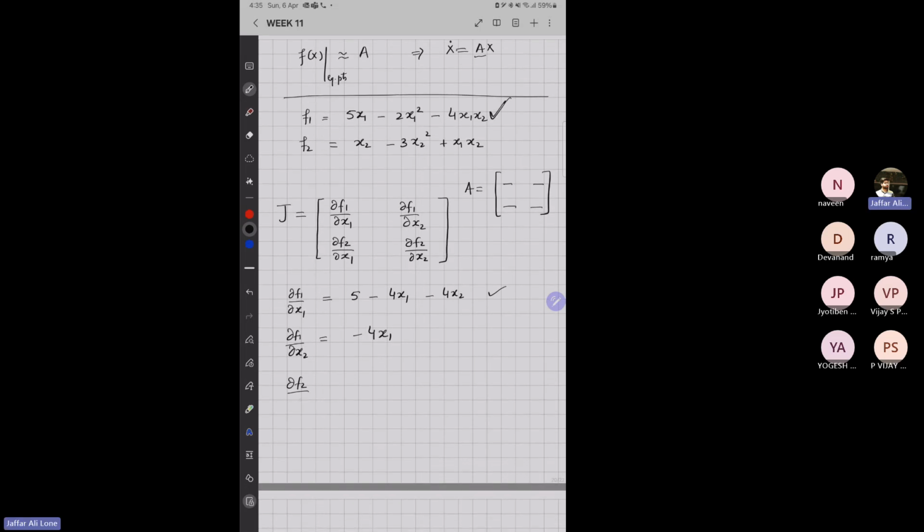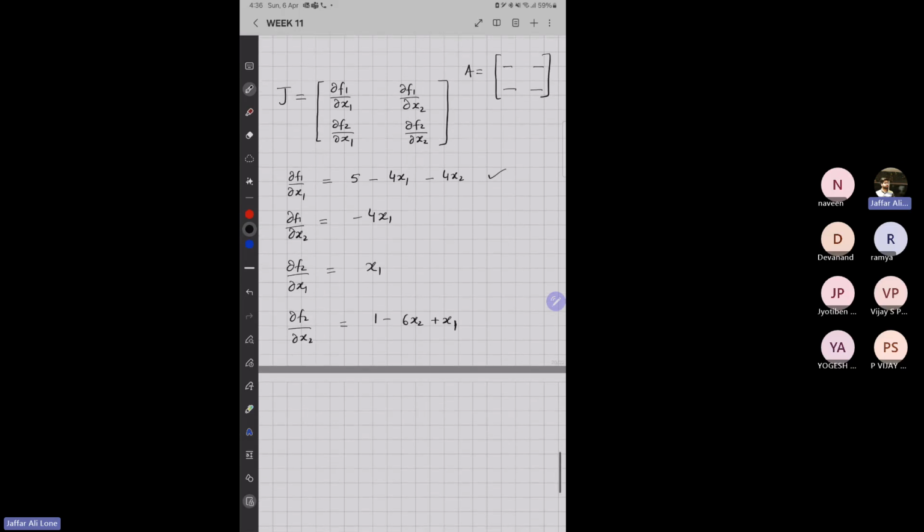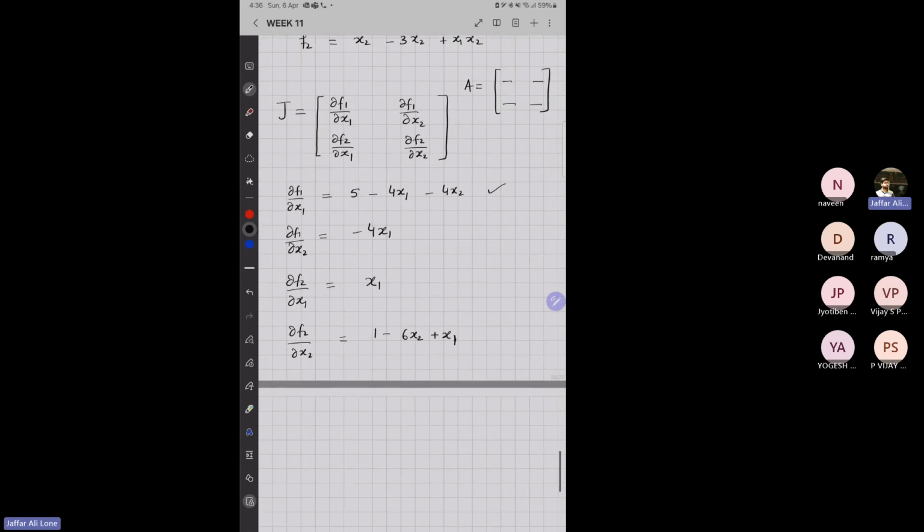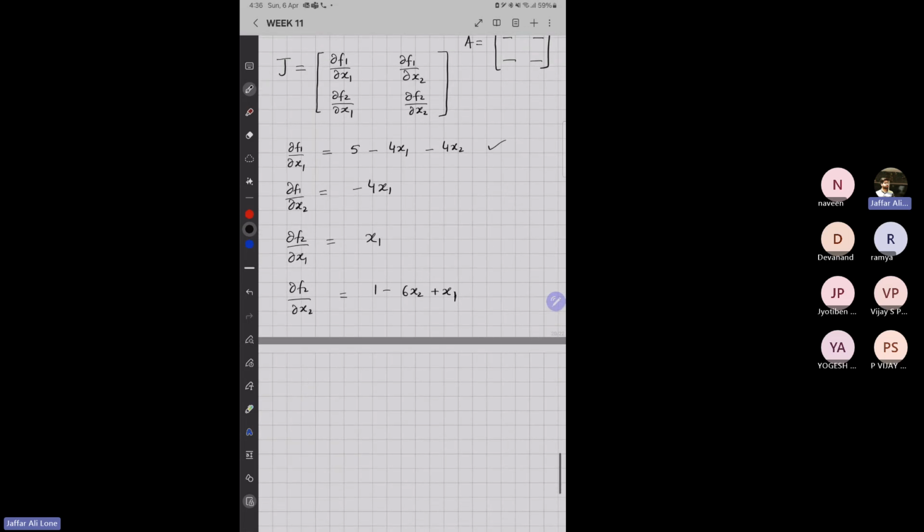Similarly, let's find del f2 over del x1. It will be 0, 0, and this will be x2. I hope you know how to differentiate this. Del f2 over del x2 will be 1 minus 6x2 plus x1. If anybody has any doubt, please ask me here, because it's very important, and there are some questions from your assignment based on this. So I can write this J matrix for this particular system as 5 minus 4x1 minus 4x2, minus 4x1, x2, 1 minus 6x2 plus x1. Okay, this is my Jacobian.